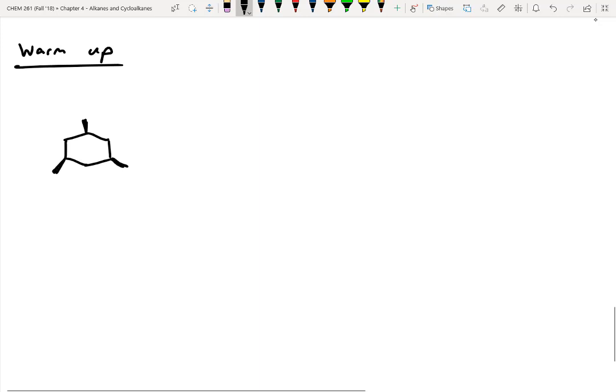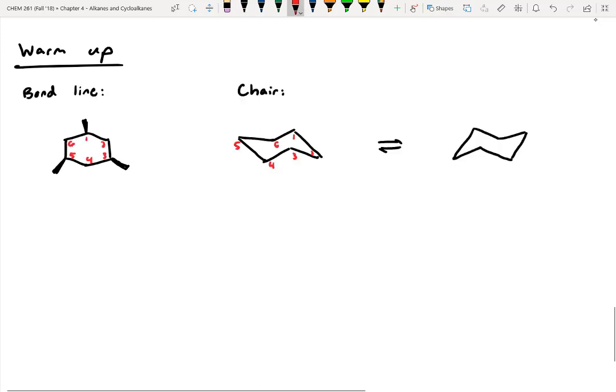I want you to draw both chair conformations that represent this 2D bond line structure, and then from that determine which one's more stable. So I'll give you a minute to work on it, but like I said, 2 different chair flips. All right, just for the sake of time, let's try to do this as a class.